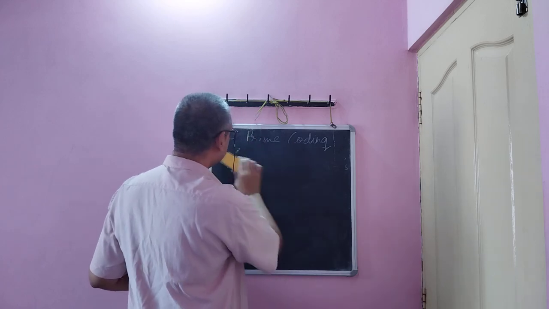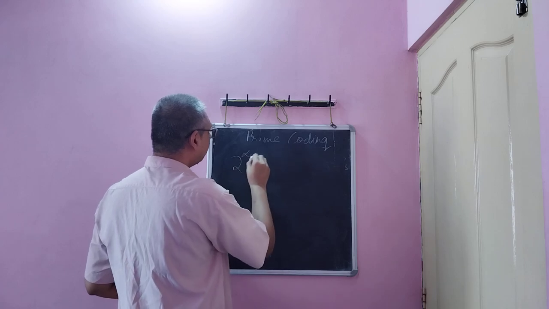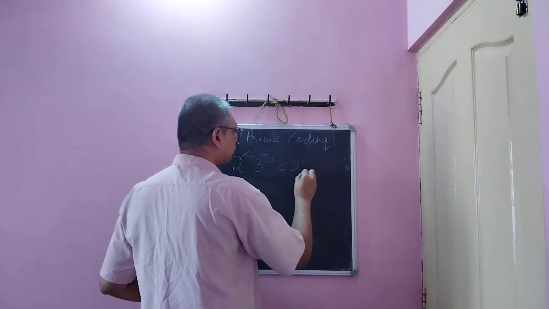Now consider the other case as well. Similarly, we can do for all 6 of them. When you have 2 power alpha naught, 3 power alpha 2 less than or equal to 2 power l dash.